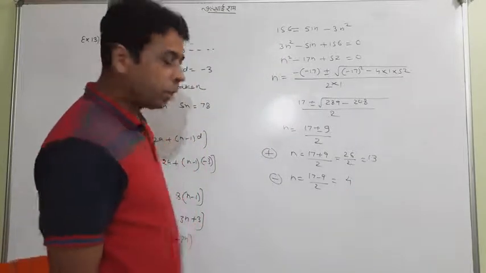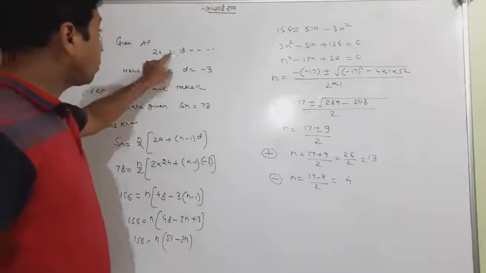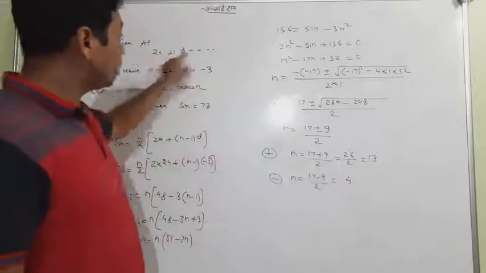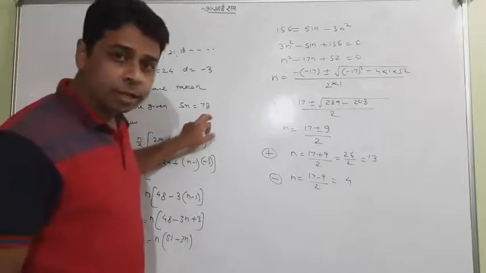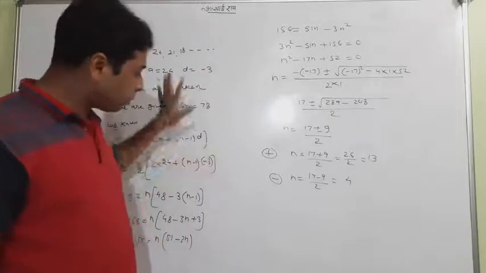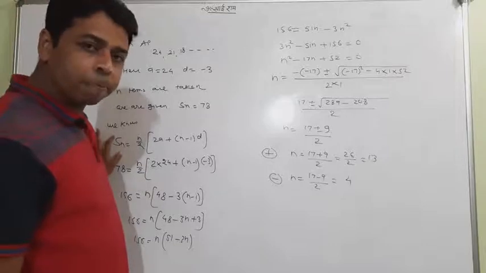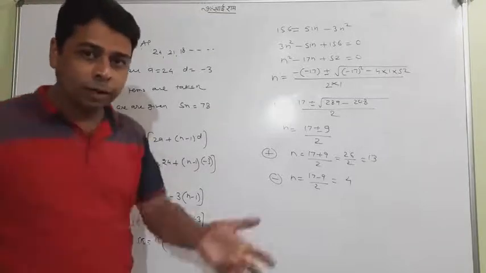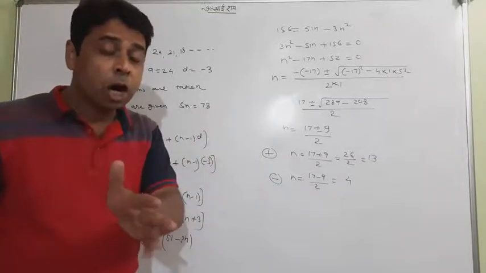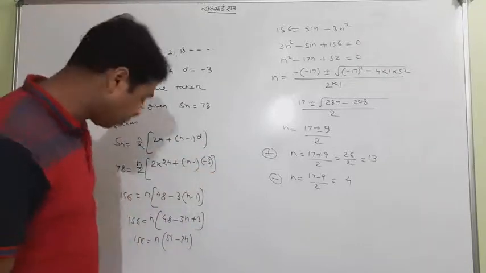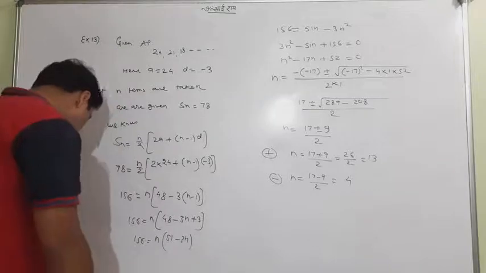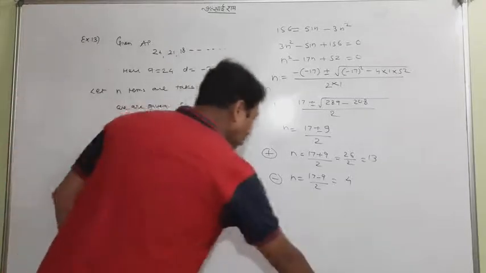Its meaning is that the number of terms may be 4 or the number of terms may be 13. In both cases, the sum will be 78. So this was a method when the sum was given and we had to find the number of terms, meaning how many terms should be taken when the sum given is 78. So very simple it was. Okay, so it is a question.